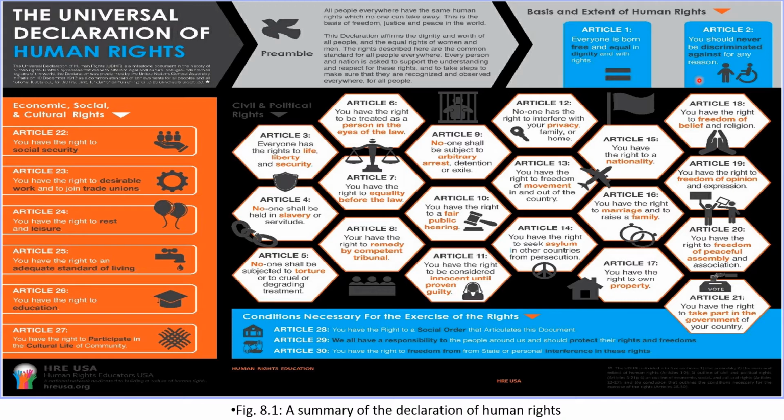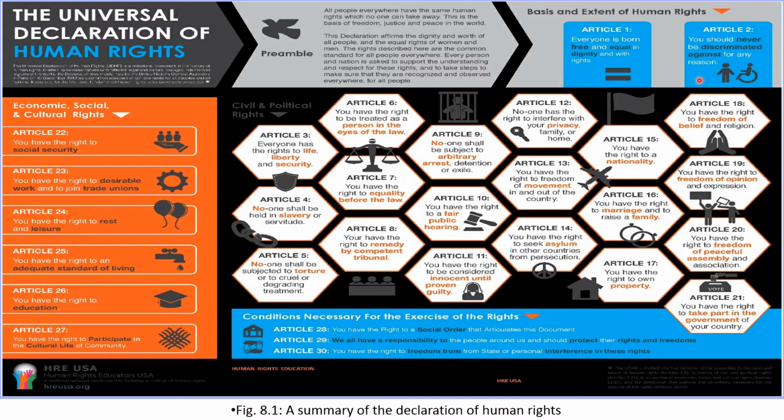So I am sure there would be a wide gap between the two. Article 26, you have the right to education. Article 27, you have the right to participate in the cultural life of the community. Okay, so that is the Universal Declaration of Human Rights.